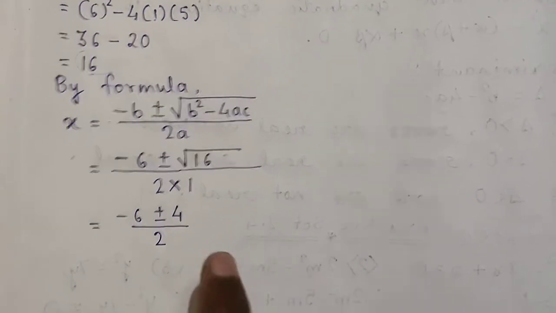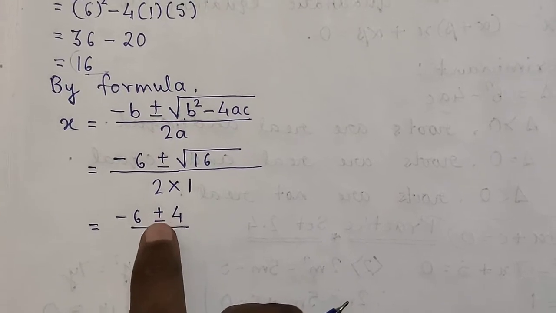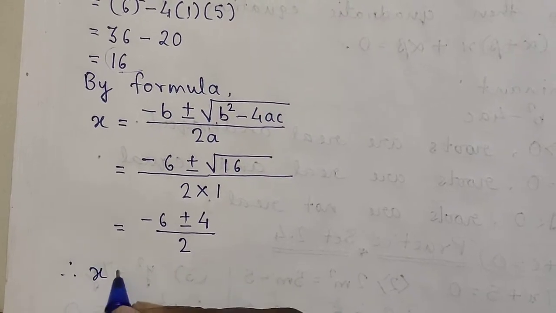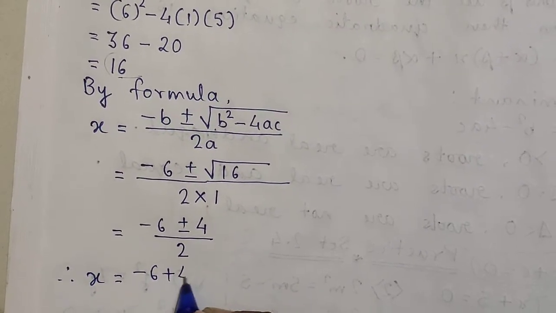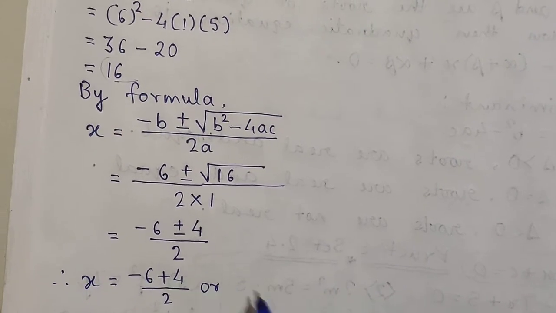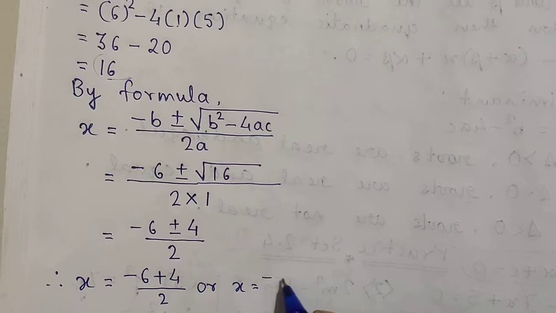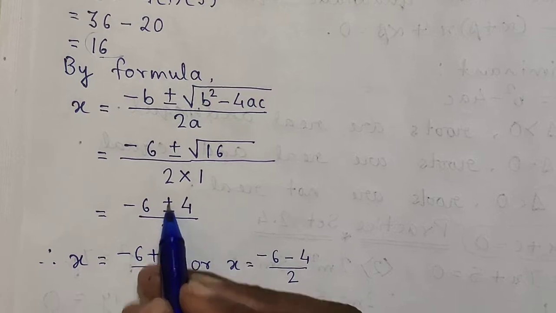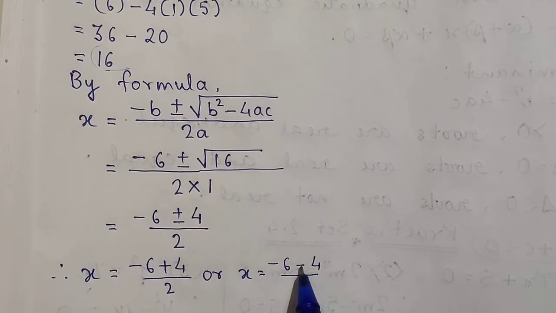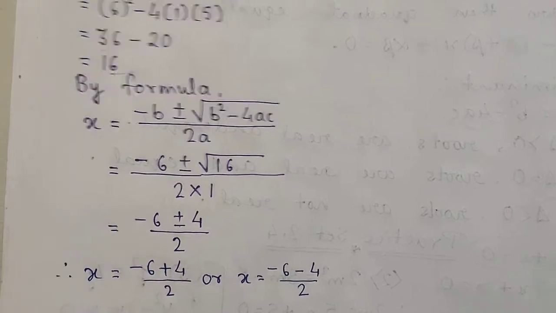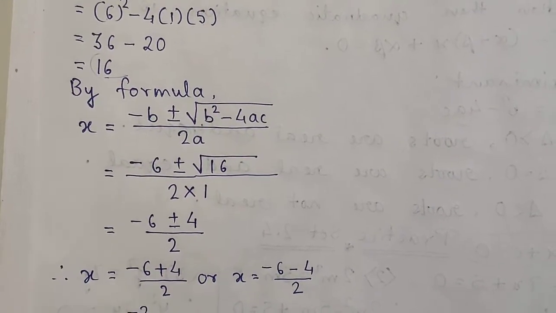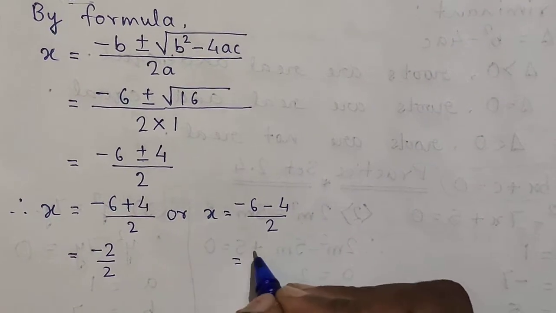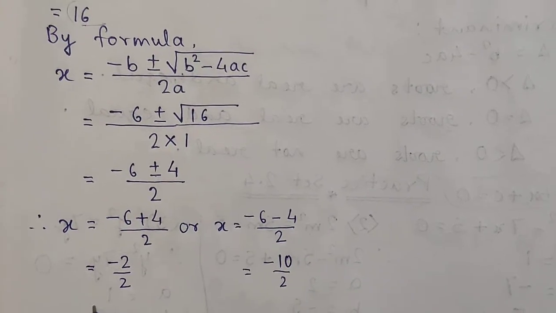2. Now in the next step we are going to separate this plus or minus sign. So we have x is equal to minus 6 plus 4 upon 2, or we can have x is equal to minus 6 minus 4 upon 2. Okay, first we have taken the plus sign and next we have taken the minus sign. Now you know minus 6 plus 4 gives you minus 2, and here minus 6 minus 4 gives you minus 10. Now you can do cancellation by 2.